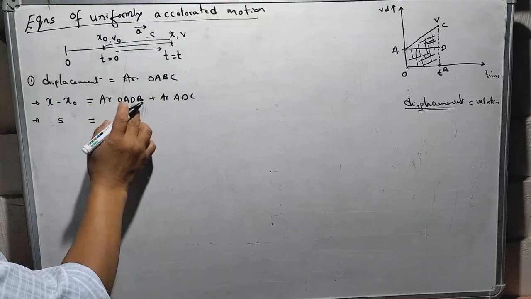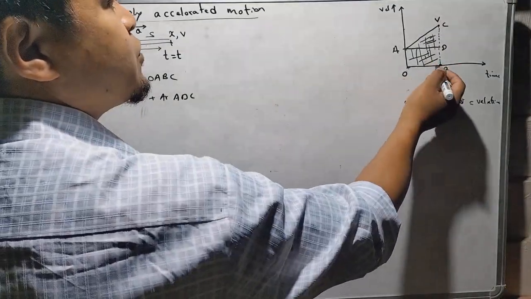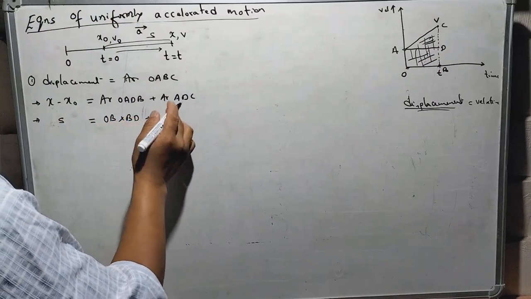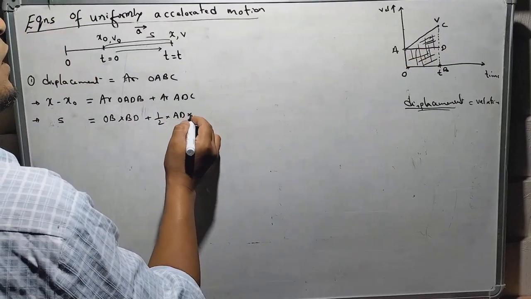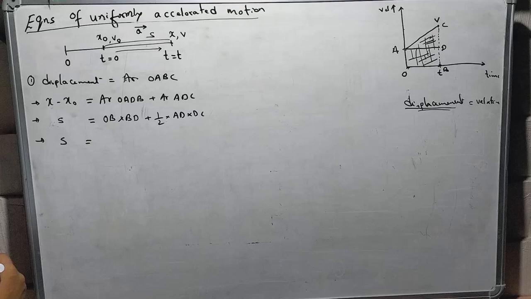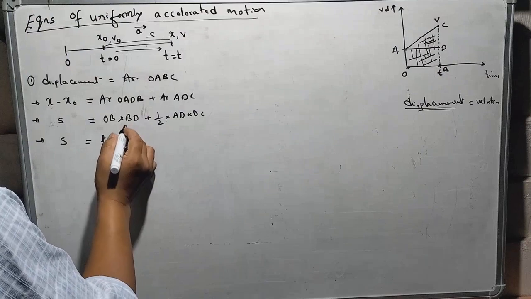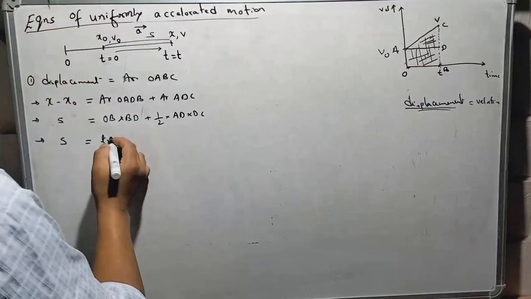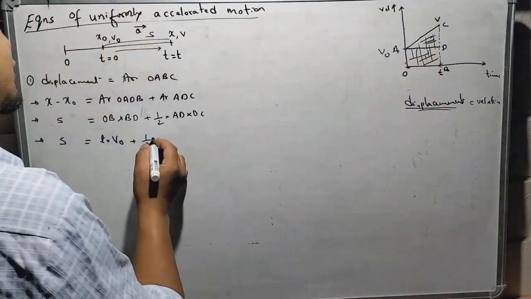So now s is equal to the area of the rectangle. The area of this rectangle is length into breadth. Length is OB, breadth is BD. Plus the area of a triangle, which is half into base, base is AD, height is DC. Again, s is equal to OB. OB is equal to t, times BD. BD is the same as OA, and OA is the initial velocity v0, plus half AD. AD is the same as OB, so it is equal to t.